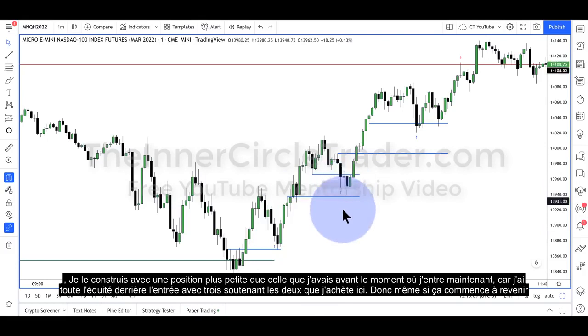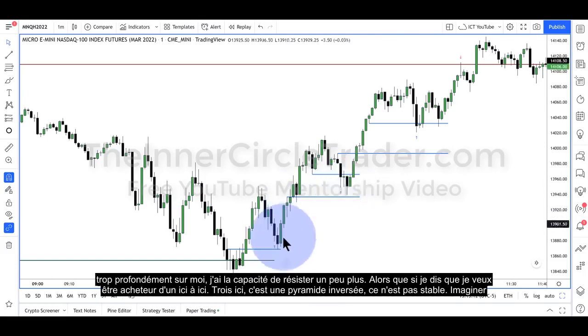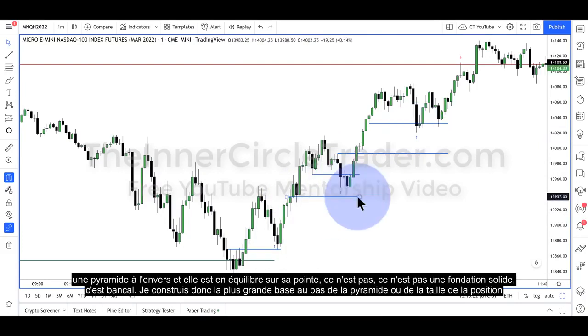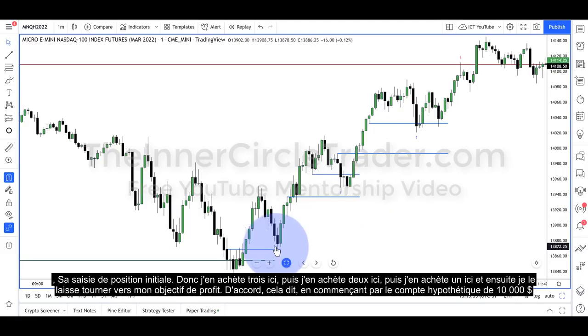So even if it starts to retrace too deep on me, I have the ability to weather a little bit more. Whereas if I say I want to be a buyer of 1 here, 2 here, 3 here, that's an inverted pyramid. It's not stable. Imagine a pyramid upside down, balancing on its point. It's not a solid foundation. It's wobbly. So I'm building the biggest base at the bottom of the pyramid, or position size. It's the initial position entry. So I'm buying 3 here, then I'm buying 2 here, then I'm buying 1 here, and then I'm letting it run to my profit objective.